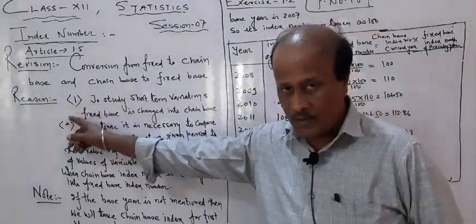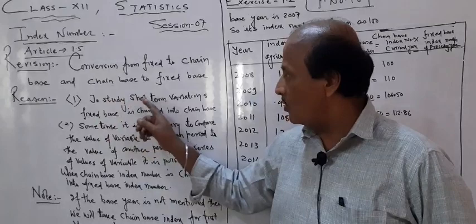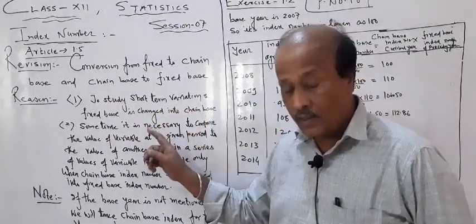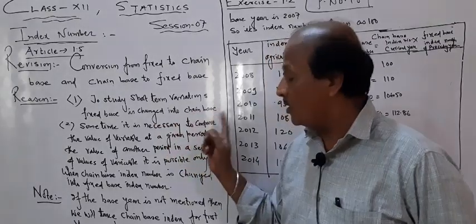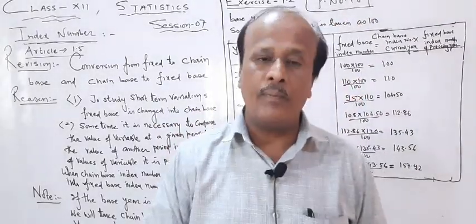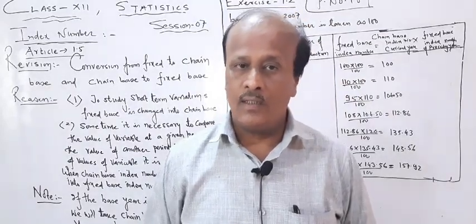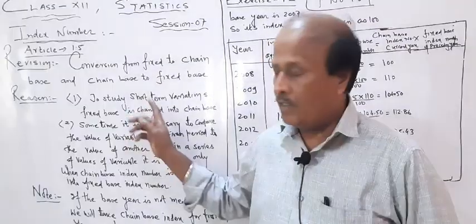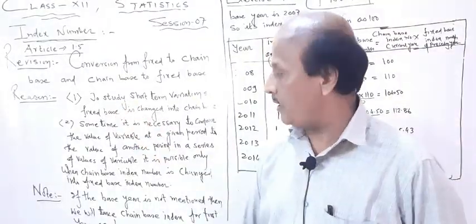So, what is the first reason? To study short term variation, fixed base index number is changed into chain base index number. Why? Because fixed base index number is suitable for long term changes. So, we usually convert this; go through that formula which I told you.